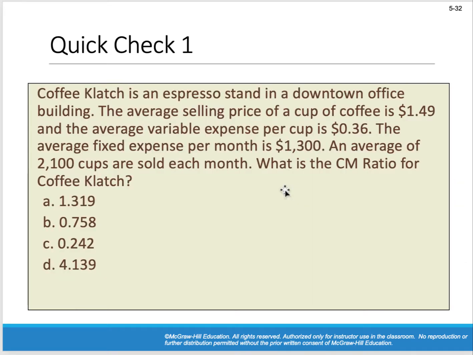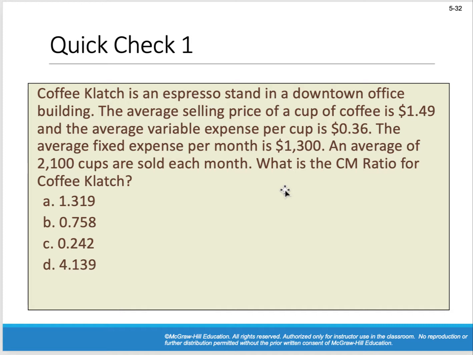So let's look at a quick example here, right? Coffee Klatch. It's an espresso stand in a downtown office building. They give us the average selling price per cup of coffee, which is $1.49. They give us the average variable expense per cup of coffee, which is 36 cents. They give us the average fixed expense per month as being $1,300. The average is 2,100 cups of coffee sold each month. What is the CM ratio for Coffee Klatch?